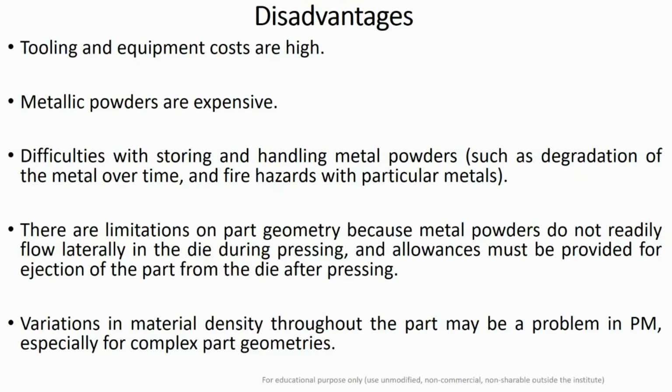So there are limitations on the part geometry, because metal powders do not readily flow laterally in the die during the pressure. So it is very important to consider the powder particle size and powder particle shape. The powder particle size should be defined so that it facilitates compaction, and the particle shape is also a very big factor which governs its flow into the die cavity during the pressing. It is an important requirement that your powder should flow freely inside the die cavity during the pouring as well as during the pressing.